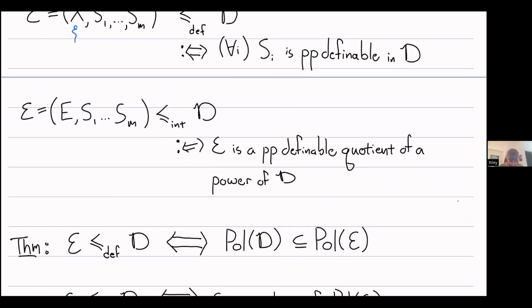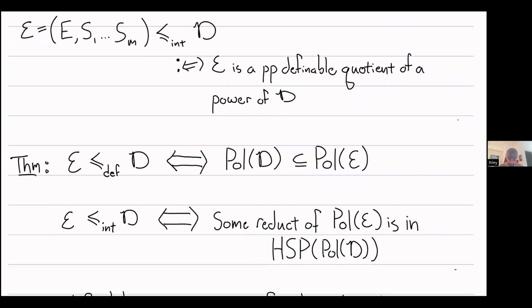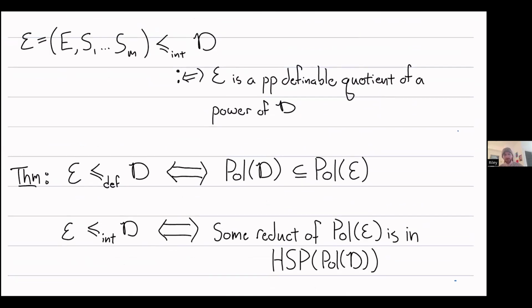And the theorem is that these notions of polymorphism and PP definability and PP interpretability are in a Galois correspondence. So a structure E is definable in D exactly when all of the polymorphisms of D are also polymorphisms of E. Okay. So the left to right direction, not too hard to think through. The right to left direction takes some clever ways of building interesting relations, just knowing about the polymorphism.